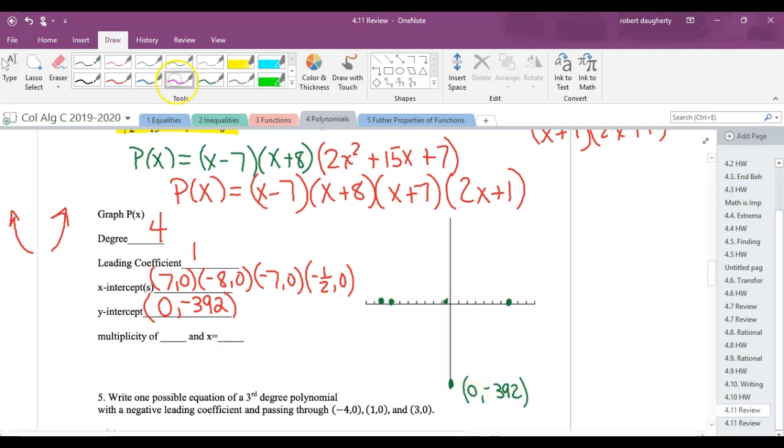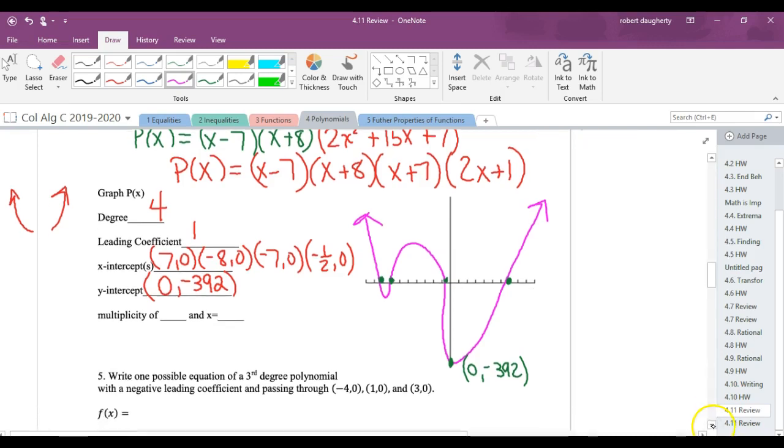And what does this graph do? It has to start from the very top. So can it go up, down? So it's going to do something like this. So it crosses the axis those 4 times, hits the y-intercept, and it ends in the positive direction in both directions.